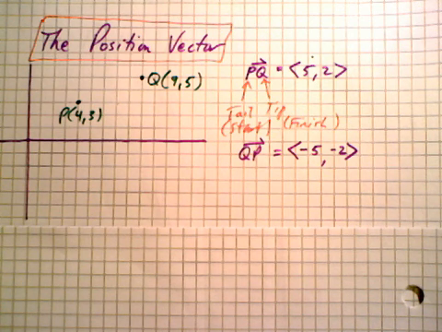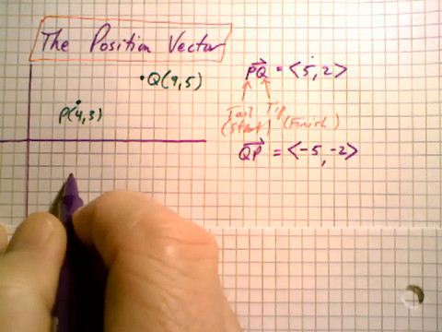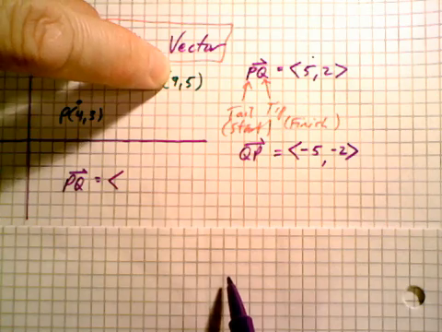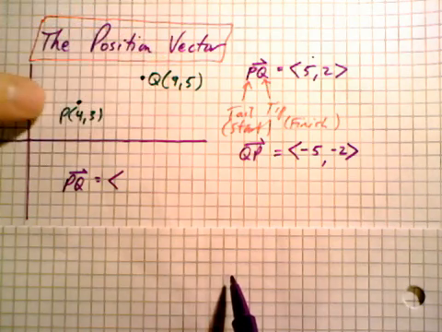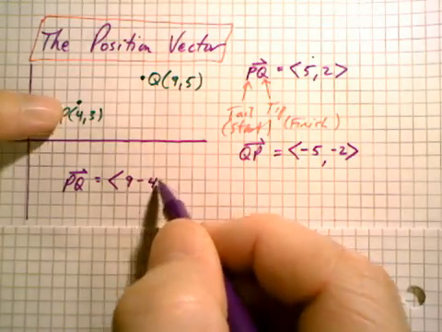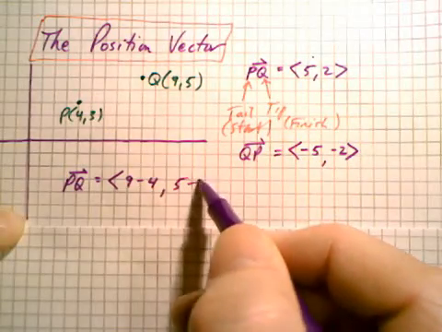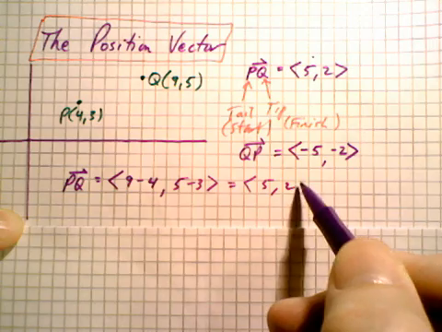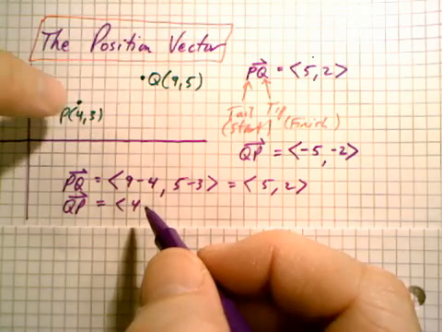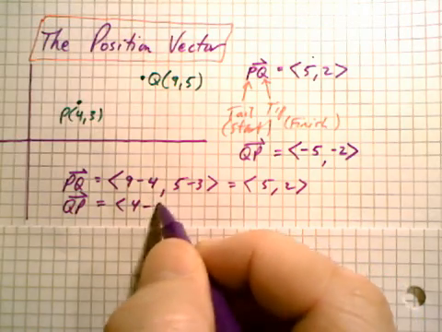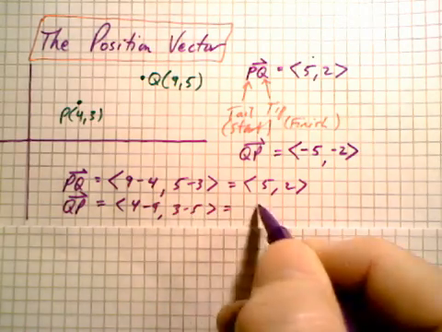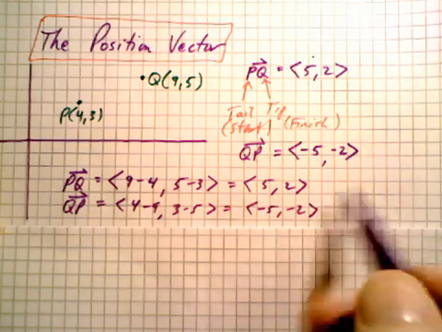Well, do you always have to sit there and count, or is there a better way? Well, let's do this. PQ would be equal to, where you end, you take the horizontal component 9 and you subtract the horizontal component from P. So the horizontal component from where you end, 9, minus the horizontal component from where you started, 4. 5 minus 3 would be the vertical component, and you can see we get the same answer as above, 5, 2. And QP, same kind of thing: we end at P, start at Q, so we take the horizontal component from P, 4 minus 9, and then the vertical component from P first, 3 minus 5. That gives us -5, -2, just like we got up here.